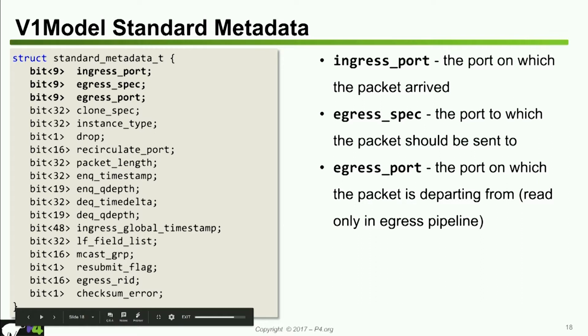The egress spec field is set within the ingress pipeline and tells the traffic manager which port that packet should be sent to. And then there's the egress port. The egress port is read within the egress pipeline of the V1 architecture, and it indicates the port that the packet is departing from.